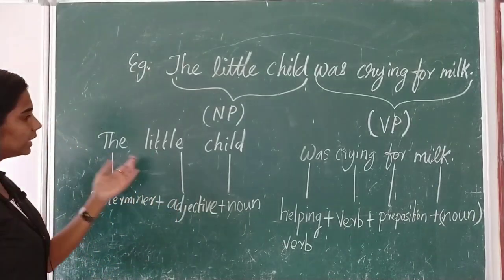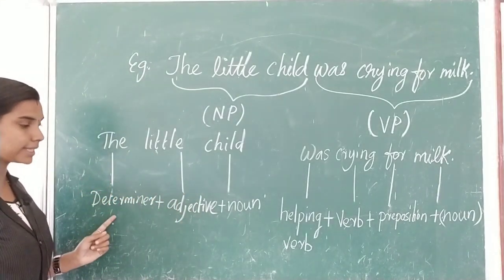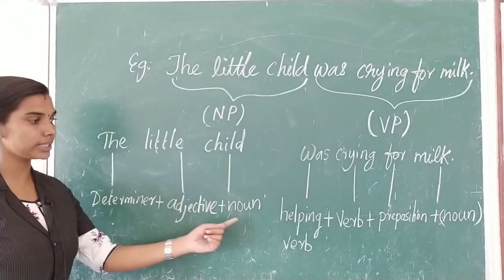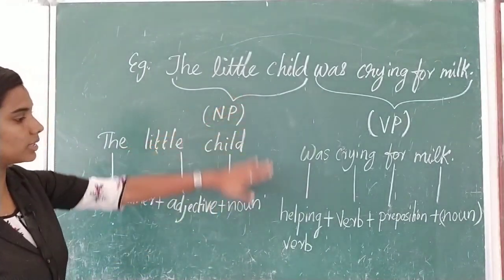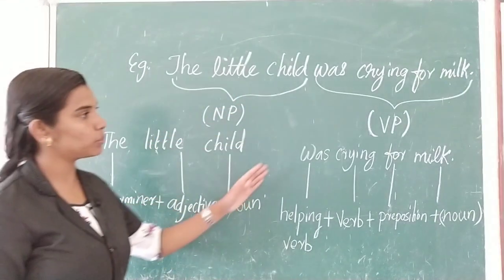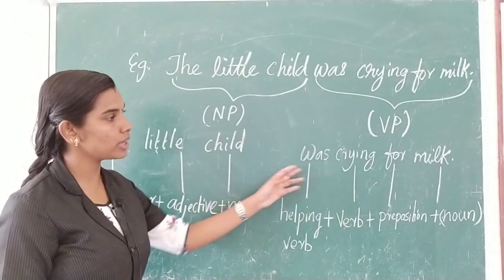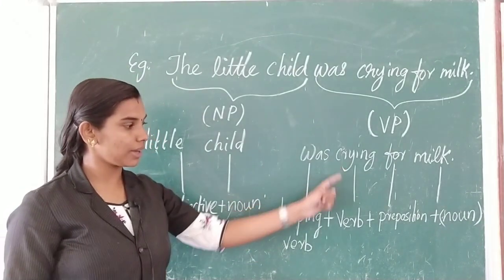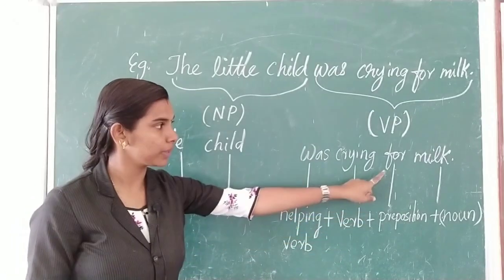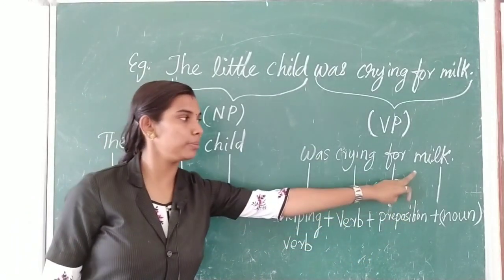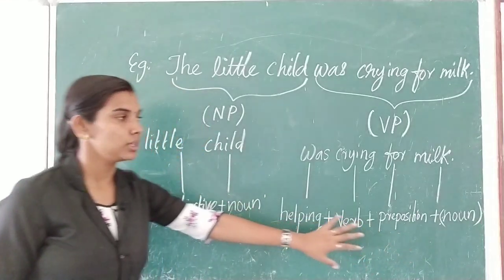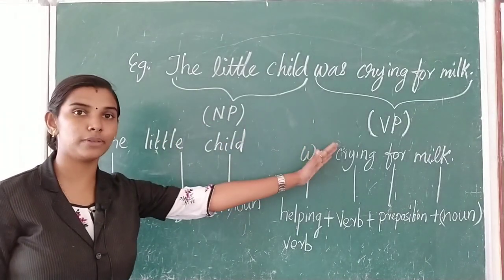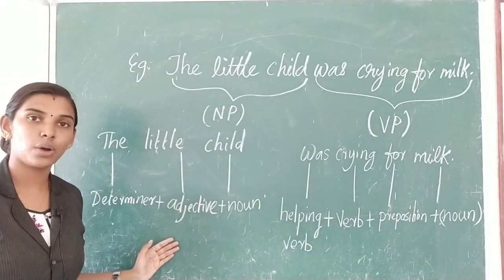Again, in the little child, the acts as a determiner, little acts as an adjective and child acts as a noun. So this is the noun phrase part. Next, we move on to the verb phrase part, that is was crying for milk. Was acts as a helping verb. Crying acts as a verb. For acts as a preposition and milk acts as a noun. So this is how we split the noun phrase and verb phrase of a sentence. Okay?